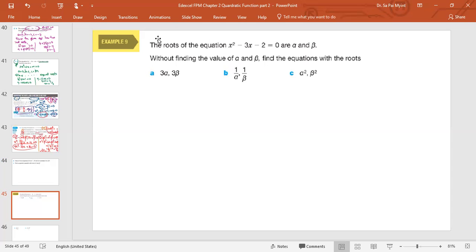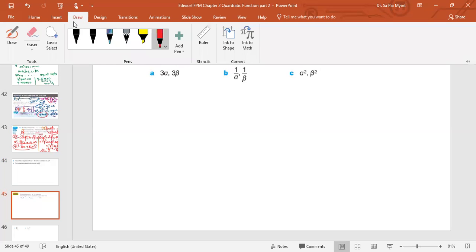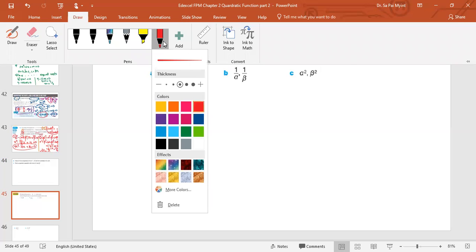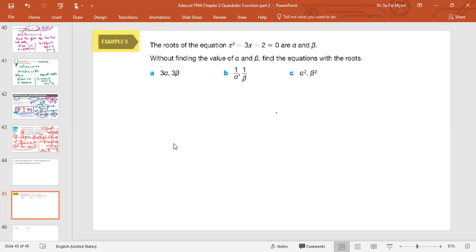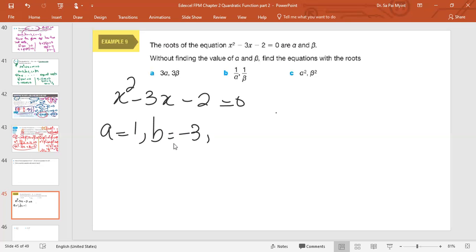Okay. Now this equation's solutions are alpha and beta. Roots are alpha and beta. Okay. How do you do? So first, we need to write down the equation first. x square minus 3x minus 2 equal to 0. Write down a equal to 1, b equal to minus 3, c equal to minus 2. Okay, from this equation, the solutions are alpha and beta.